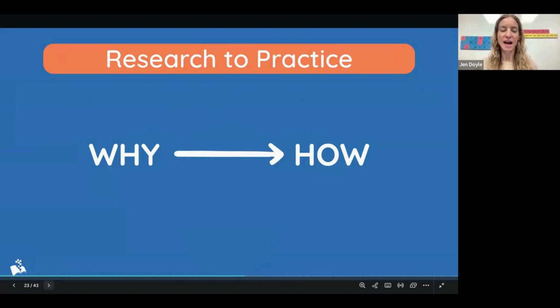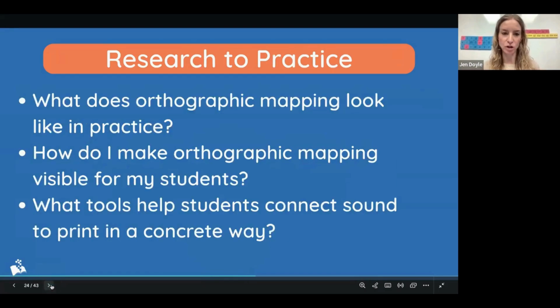So now that we have that foundational understanding of what the research is telling us, we have the why behind what we're doing, we're going to transfer that over to practice. How do we use this research in the classroom? How do we put that into practice? We'll answer these questions as we go through.